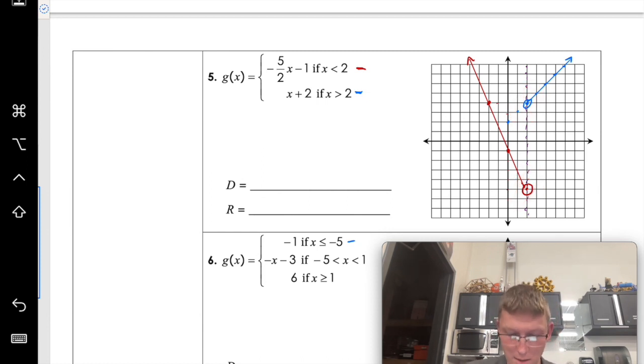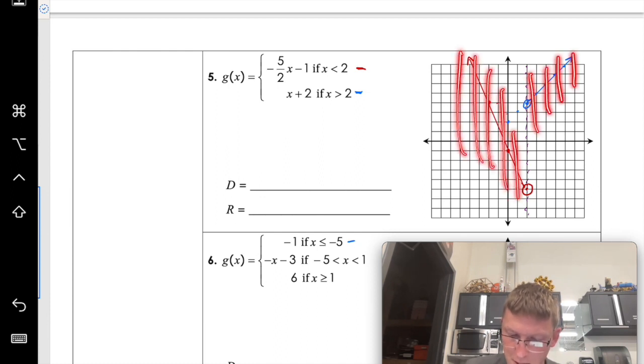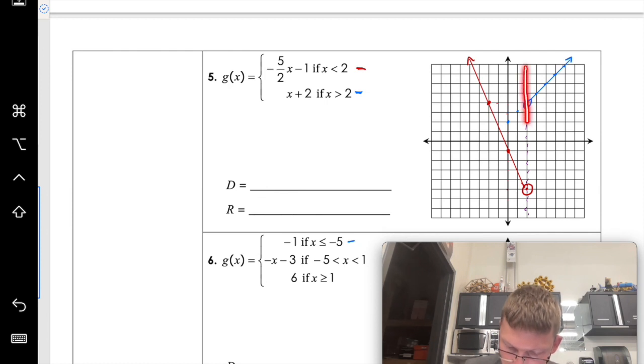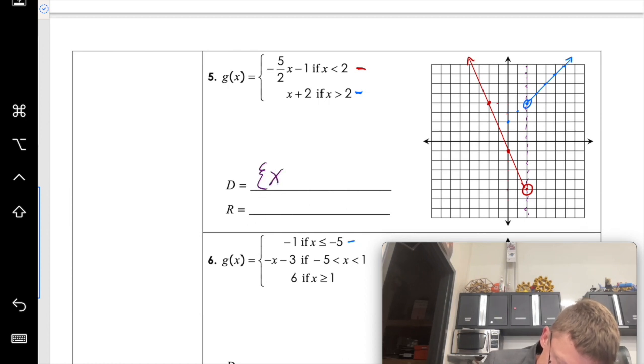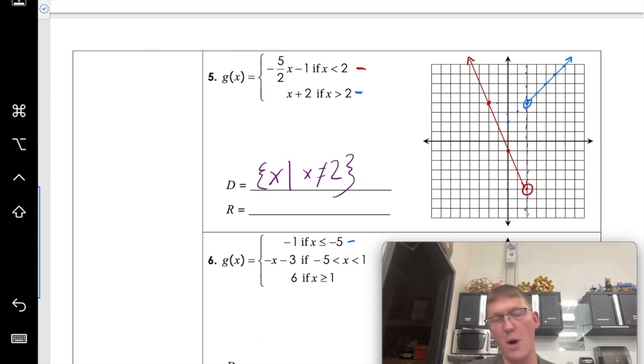So when we're talking about the domain, it's normally all real numbers, except it's all real numbers except for this line. Now, yes, you should learn the mathematical language, but as long as you express to me the right answer, you're good to go. The way you would write that would be x such that, it's that solid line, x does not equal 2, close bracket. That insinuates it's all real numbers except for 2.